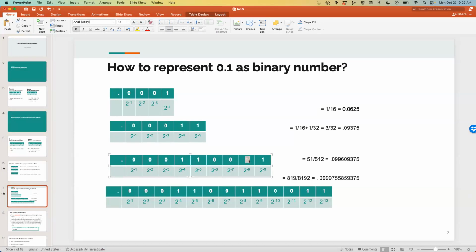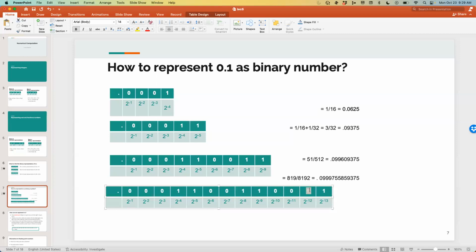And then I add 2 to the power minus 8 instead. I put 1 here, means I'm going to add this number plus this number. What I get is something that is less than 0.1. So this is good. And then I continue to add, and it's still less than 0.1, which is 0.99609375. So this is getting closer and closer to 0.1, but still less than 0.1. All right, so we're going to continue this process again. If I continue to add, it will give me something more than 0.1. So I have to set it to 0.